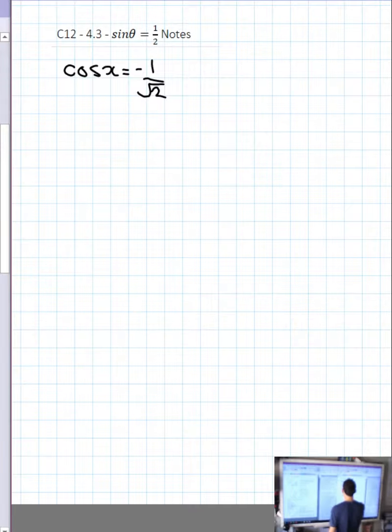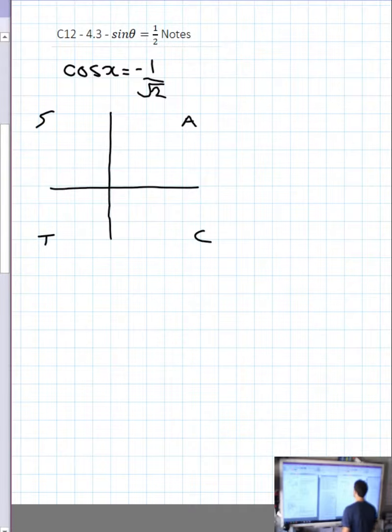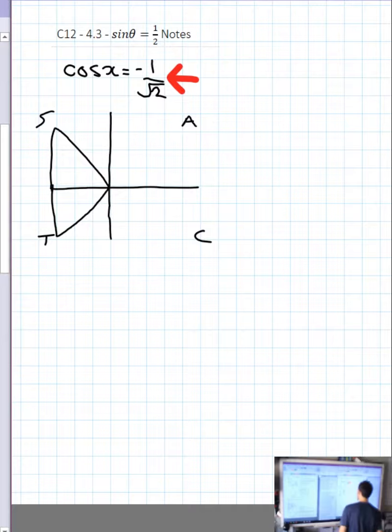Well, again, let's start by drawing an ASTC graph. And this time we're going to put two triangles where cosine is negative. So cosine is negative in the S quadrant and in the T quadrant. And now I'm going to label the triangle according to special triangles. So cosine is adjacent over hypotenuse. We have an adjacent of 1 and a hypotenuse of root 2.